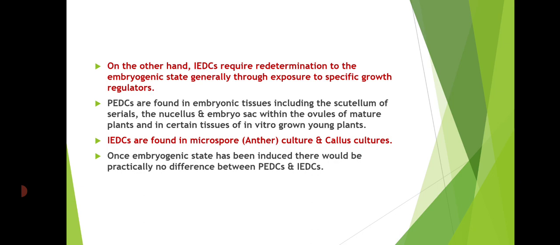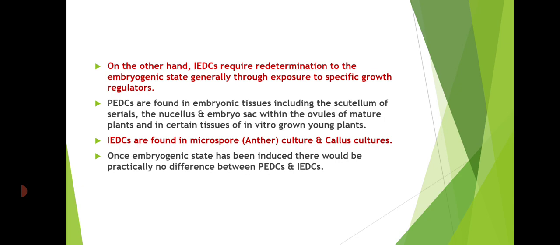Suppose we are utilizing the explant leaf bit, and from that leaf bit callus is developing. The callus is not the tissue which is present like that of the scutellum or embryo sac or nucellus, because it is a very independent tissue. So there we can see the callus which is in need of some sort of induction to develop into embryos.